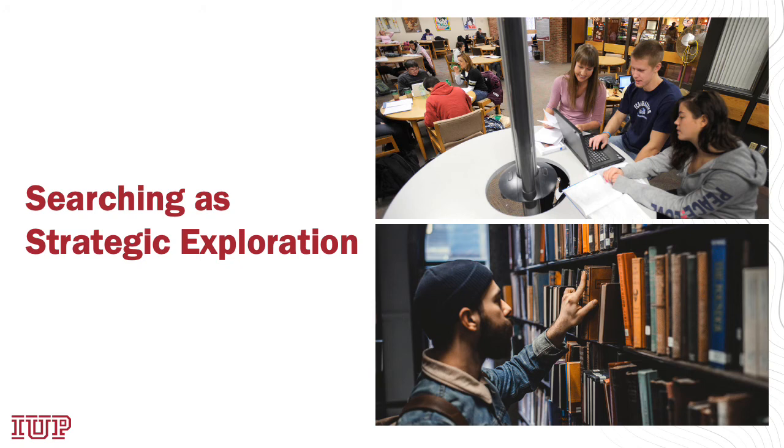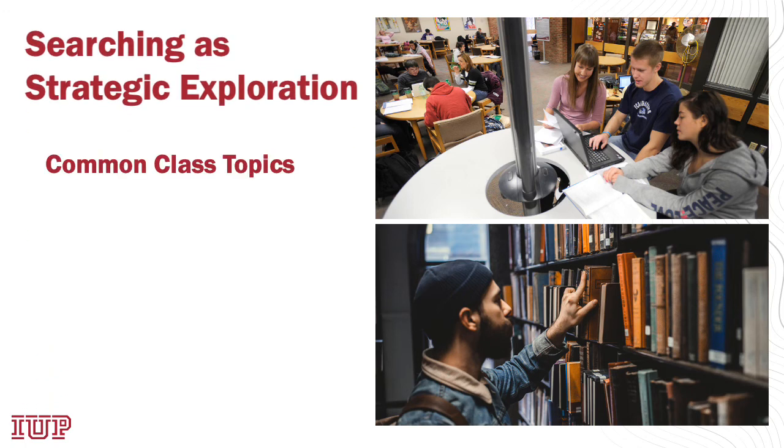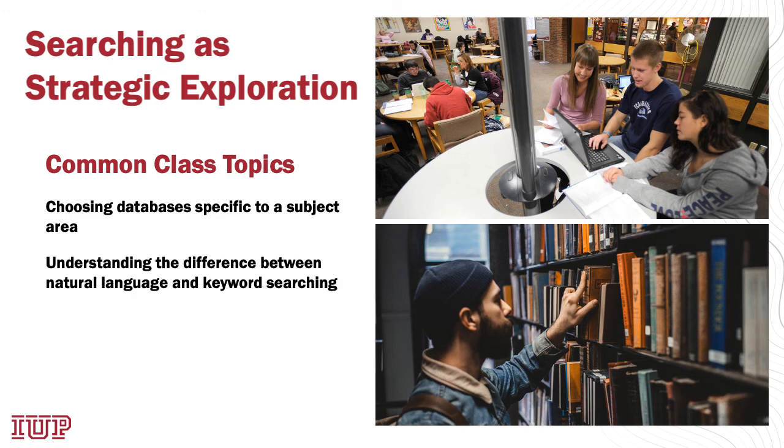Frame 6. Searching as strategic exploration. This frame recognizes that the search for information is not linear. Instead, it is iterative and winding and requires mental flexibility as the searcher explores new pathways for research. Some common class topics for this frame include choosing databases specific to a subject area, understanding the difference between natural language and keyword searching, and choosing appropriate keywords and Boolean operators.